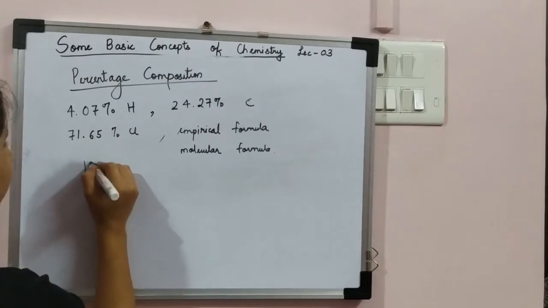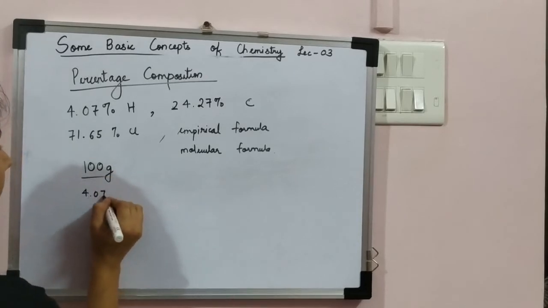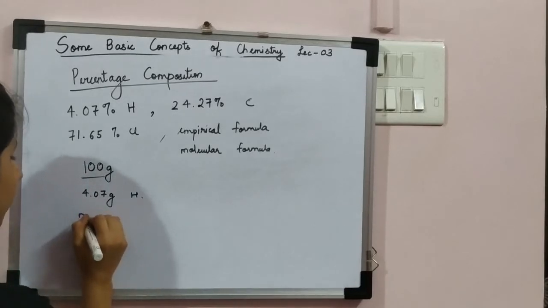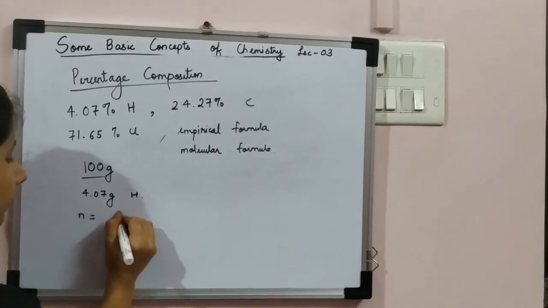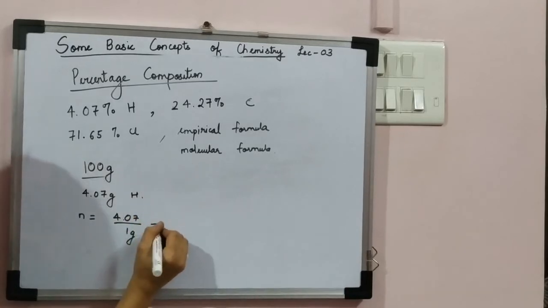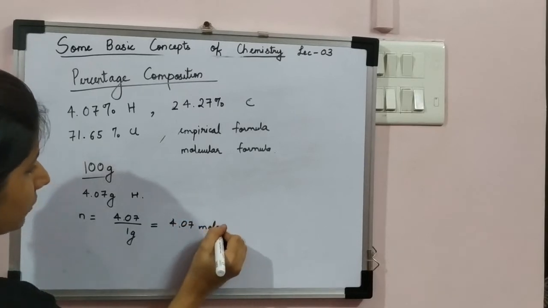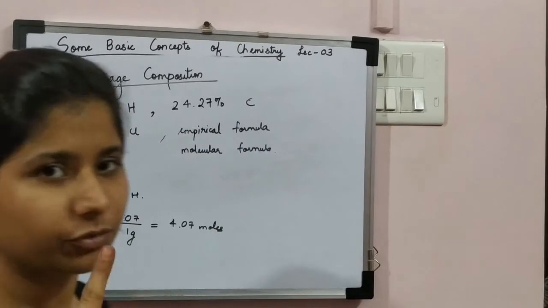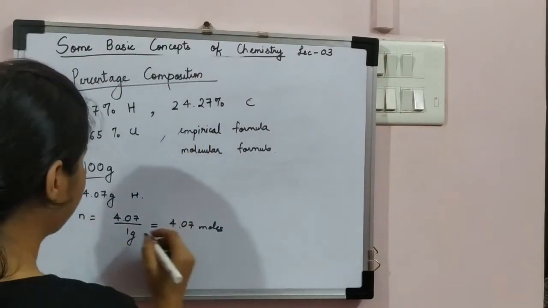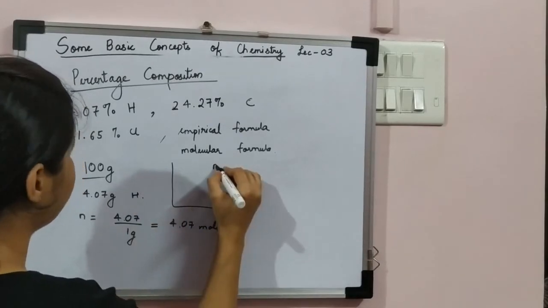Now, with 4.07 grams of hydrogen out of 100 grams, I can calculate the number of moles of hydrogen. The number of moles would be the given weight upon the molecular weight. The molecular weight of the hydrogen atom is 1, so this is approximately 4.07 moles. So the second step, after converting into grams, is to calculate the number of moles. I'll calculate the moles of hydrogen, and next the moles of carbon.